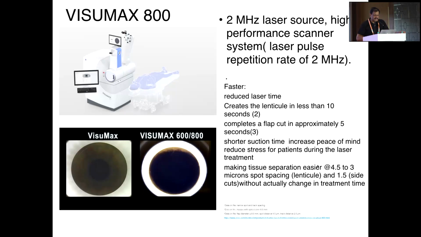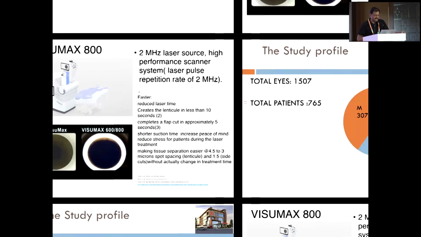The second important point is that the spot spacing going from 4.5 to 3 has made tissue separation much easier, and the spot spacing for the lenticule close to 1.5 with the side cuts has given a very smooth dissection on the 800 platform.